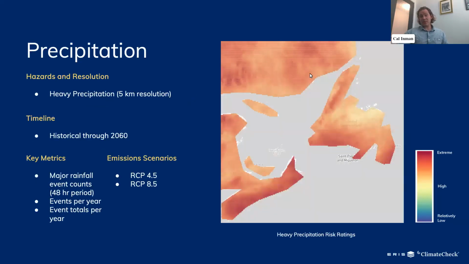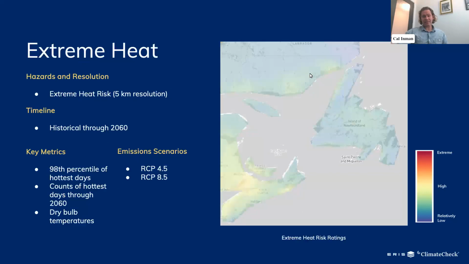Precipitation is an interesting one. We use a baseline of what your local precipitation values are. So what is a rainy day in that location? We measure that over a 48-hour period. And then how many of those heavy rainfall days have we had in the past? And then we project out into the future in 5-year increments. How many more of these heavy rainfall days are we going to have moving into the future? And how much rain is going to fall? This data is on a 5-kilometer grid across Canada.